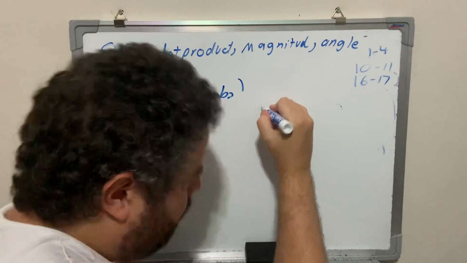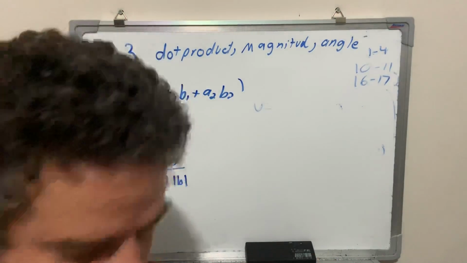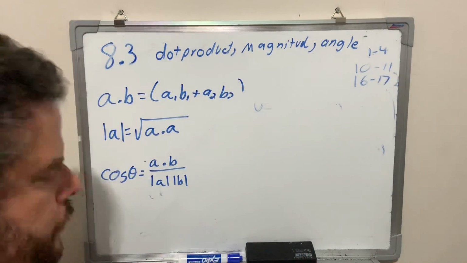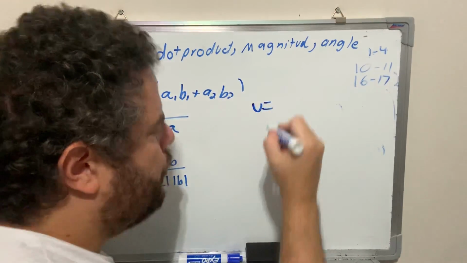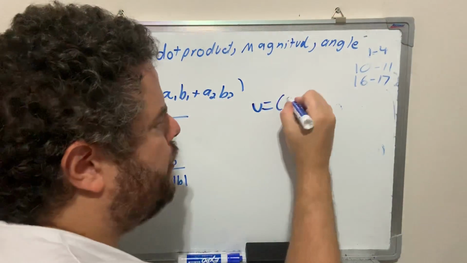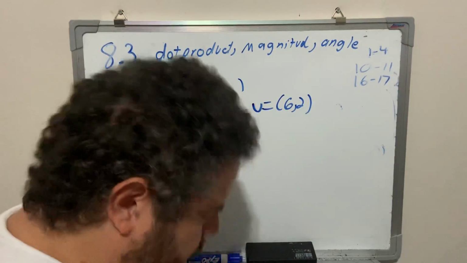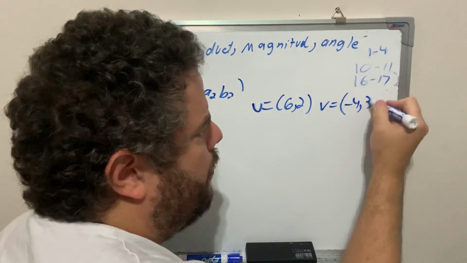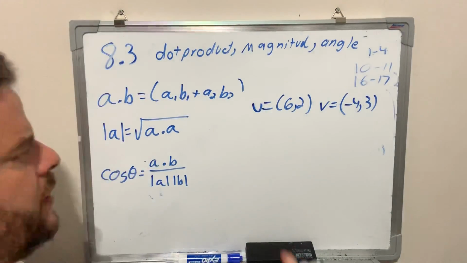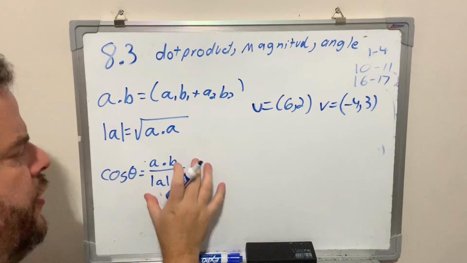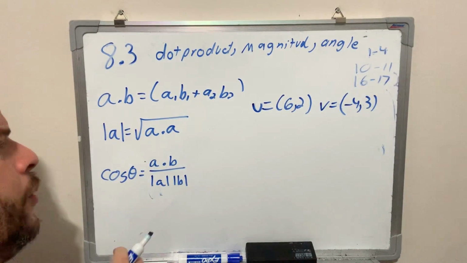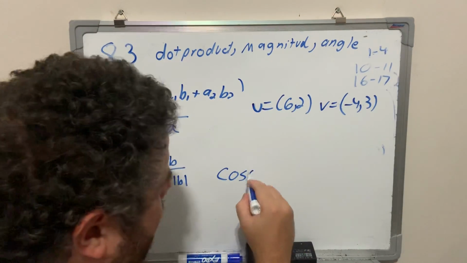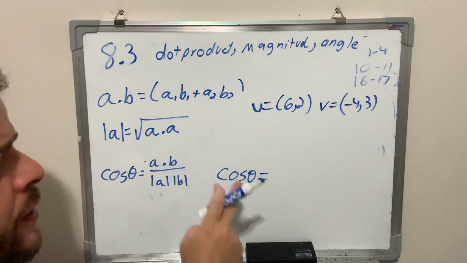They give me vector u, let me just change my marker. I apologize. Here we go. They give me vector u, which is 6, 2, and they also give me vector v, which is -4, 3. Now let's go over this particular formula. All we're gonna do at the top is do the dot product.